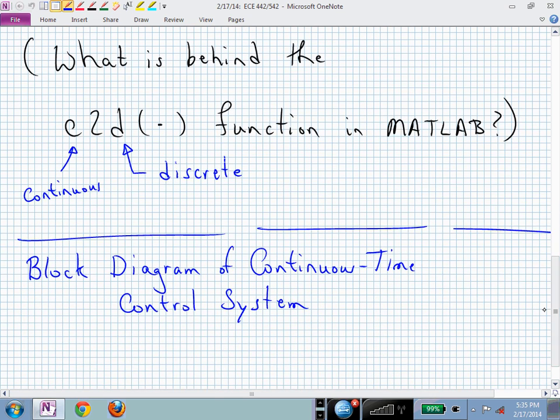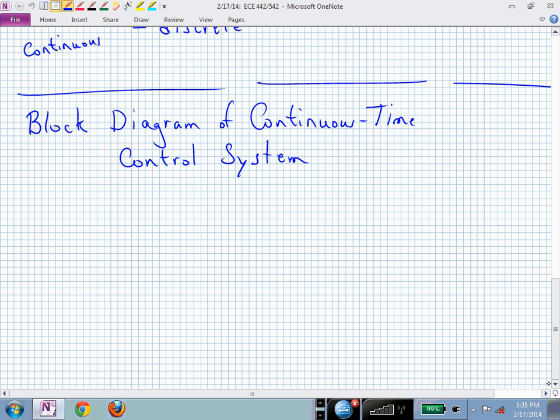Let's then get into this first by block diagram, trying to understand the big picture of what's happening, and let's just remind ourselves of what we have or could have at this point or maybe a little bit later in this class, and what is this block diagram for a continuous time control system.